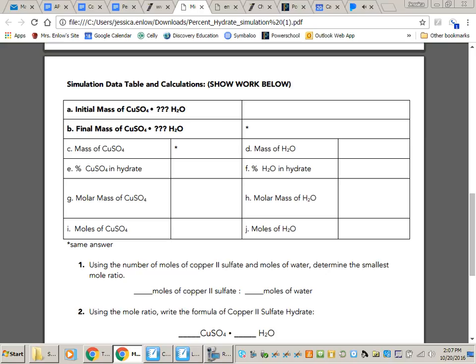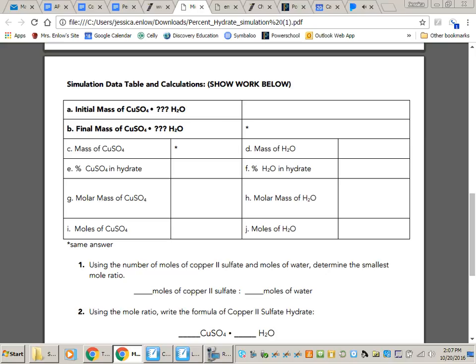Yeah. So that final mass is the same as the mass of just straight copper 2 sulfate, because all the water's been pulled out of it. So the final mass, yep, B and C are the same. All right, I'm going to stop there. You do what you've got to do.